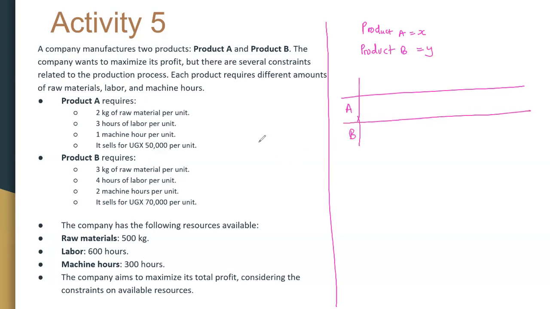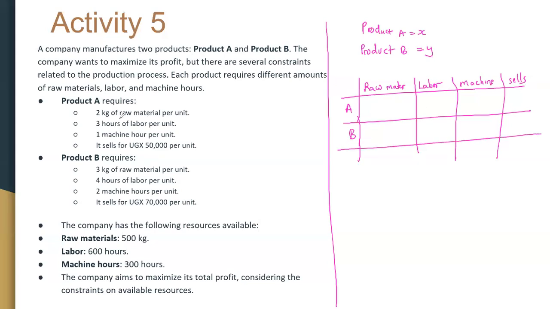Now I will start. The company wants to maximize its profit, but there are several constraints related to the production process. Each product requires different amounts of raw materials, labor, and machine hours. First I start with raw materials, then labor per unit, then machine hours, and after that the sales. Now I'm summarizing my table.